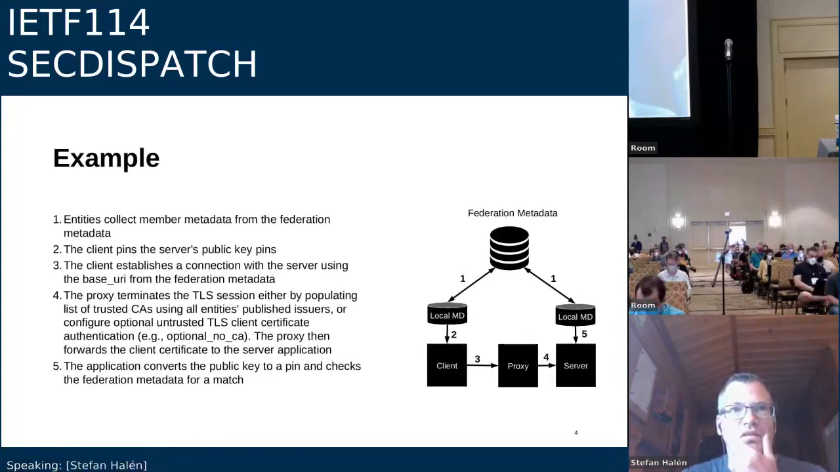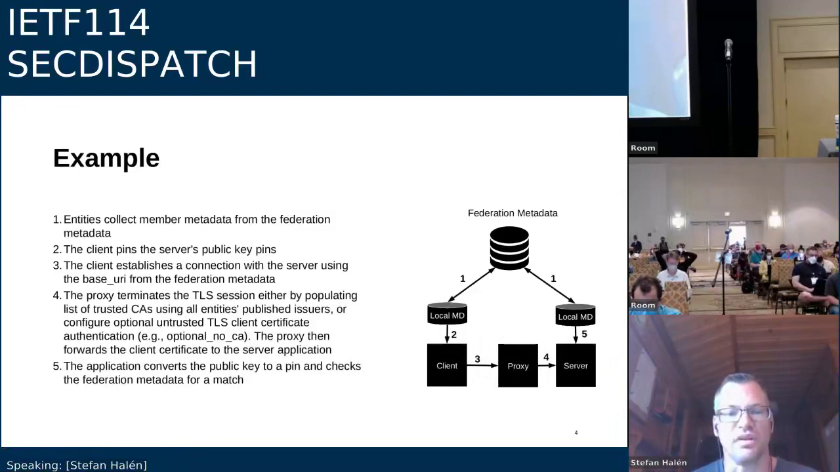So how does all this work then? A client and server exchange metadata with the federation. The client pins the server's public key pins. Then the client establishes a connection with the server using the base URI of the server from the federation metadata.